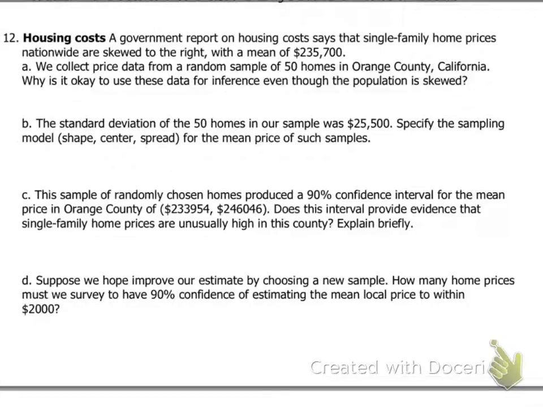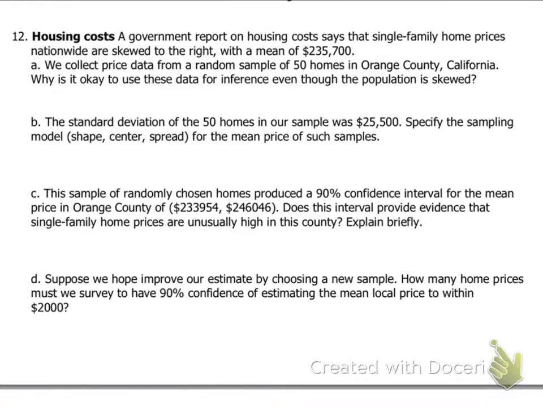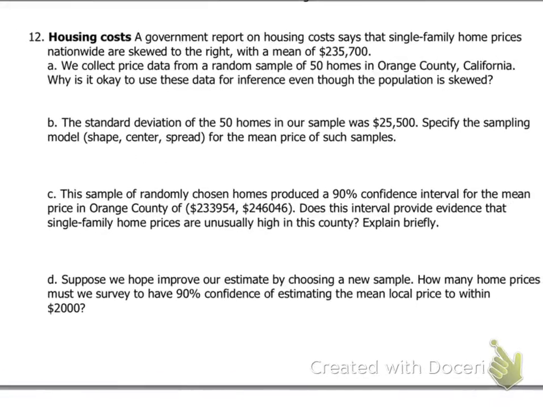Okay, number 12, and they tell us that the population is skewed. Then they want to know why it is okay to use this data. Now remember, we need it to be random, we needed it to be less than 10%, and we needed it to come from a normal distribution. Since n is greater than 30, we have a normal distribution due to the CLT.